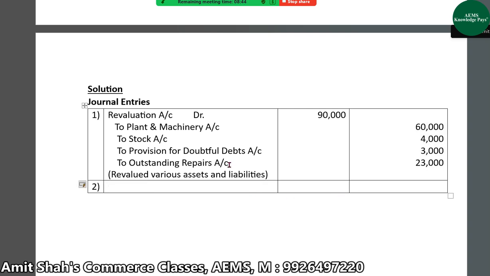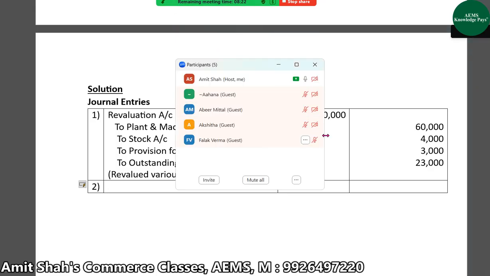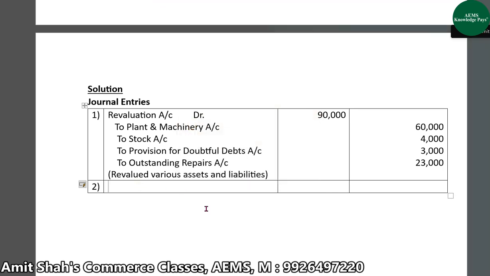Now the second point, for the profit upon revaluation. This was the loss which we got to know after we did revaluation. So tell me, guys, if you have any doubt anywhere in this. Anyone? No, sir. Okay.